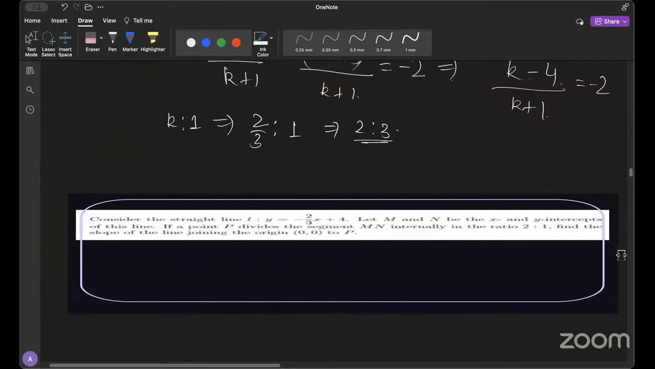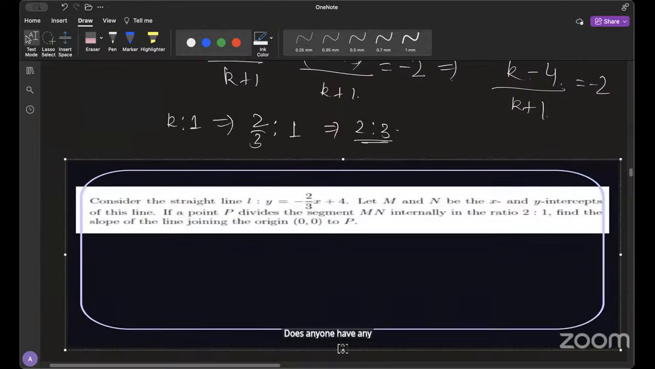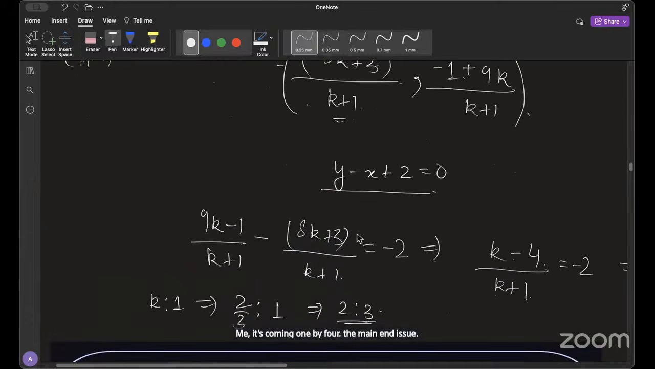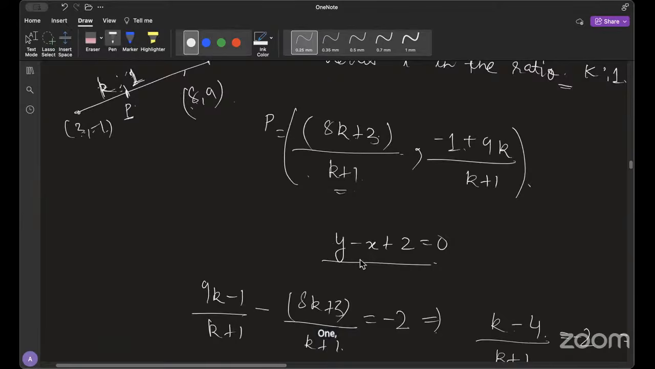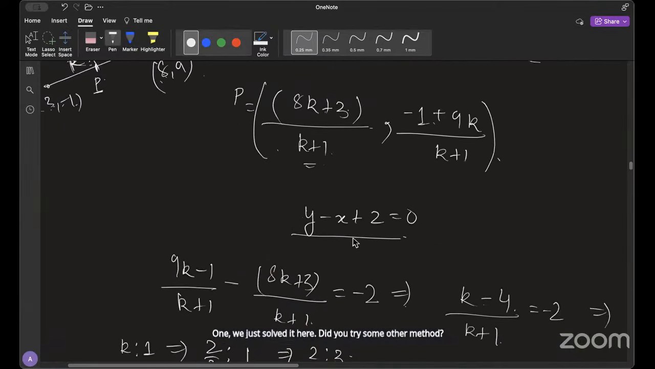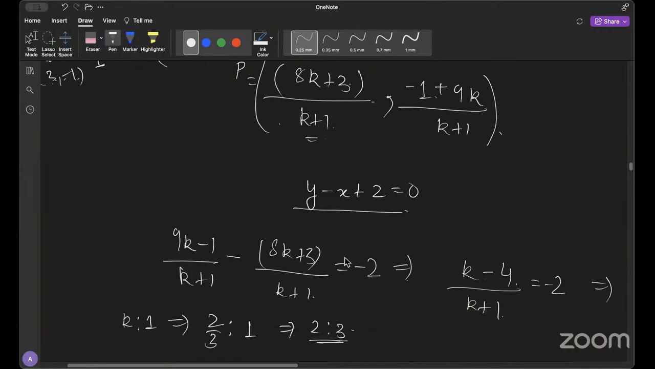For me, it's coming 1 by 4. Does anyone have any doubt in the question that we just discussed? For me, it's coming 1 by 4, the m and n ratio. We just solved it here. Did you try some other method, or was it this method only? I got a different approach.